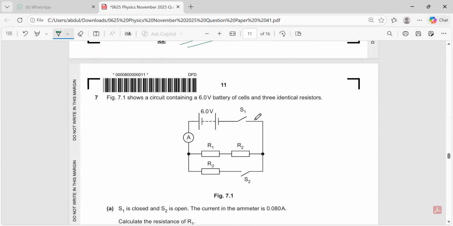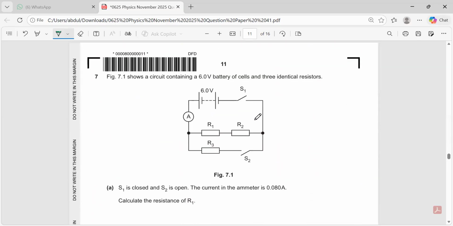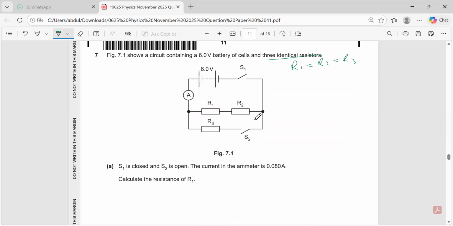Next is, my dear friends, an electricity question. Figure 7.1 shows a circuit containing a 6-volt battery of cells and three identical resistors. When it is written three identical resistors, it means R1 is equal to R2, which is equal to R3. So all resistors are equal. S1 and S2: S1 is closed, S2 is open. The current in the ammeter is 0.080 ampere. Calculate the resistance of R1.